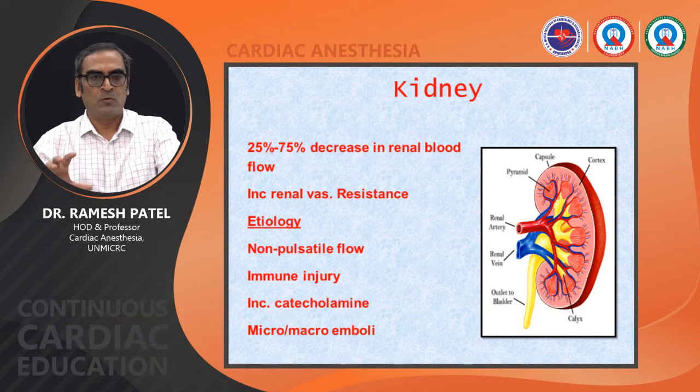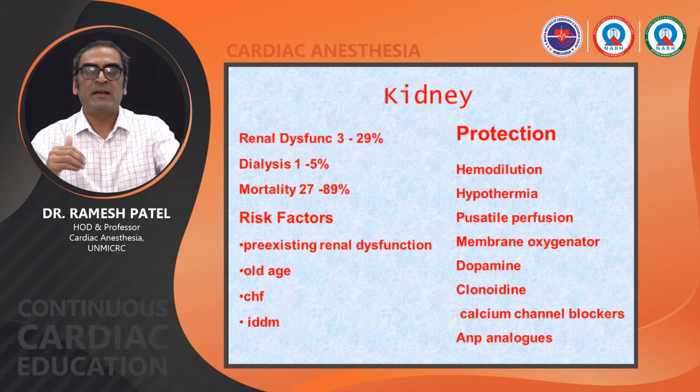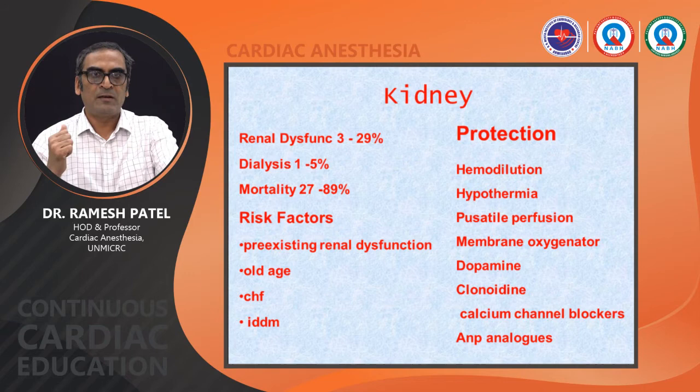non-pulsatility of the flow, immune injury, increase in catecholamines, and of course some patient factors like advanced age, peripheral artery disease, congestive heart failure, chronic diabetes, and redo surgeries. These are all factors that can lead to acute renal failure.